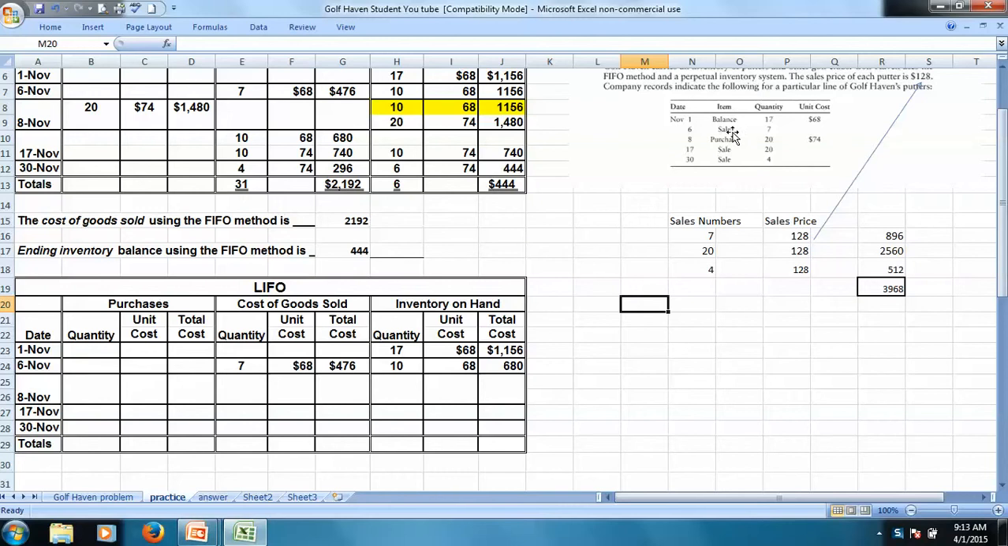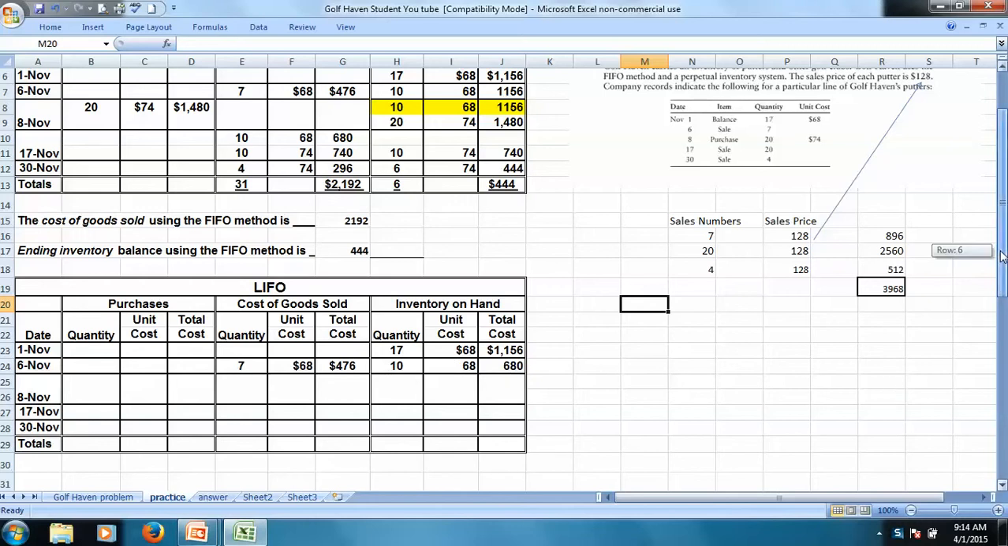And when we go to sell them, even though we're going to use LIFO, we still only have one layer of inventory, right? So even though we're using LIFO, we still have to take it out of this layer. So we're going to say that we sold 7 putters at $68 for a total cost of $476. 10 putters left in the store that had cost us $68 each, $680.